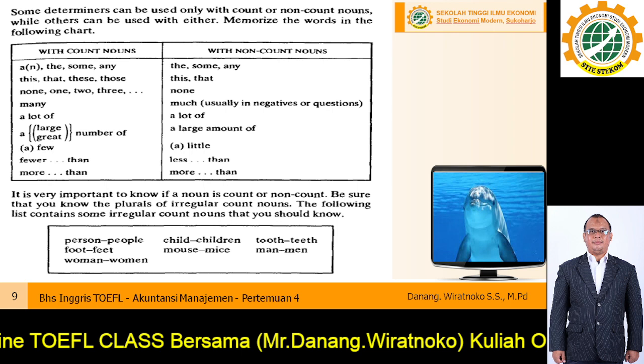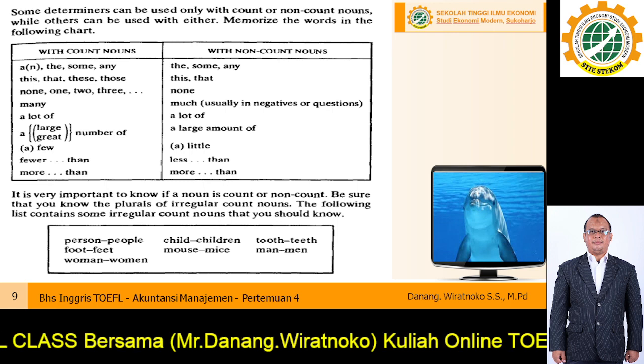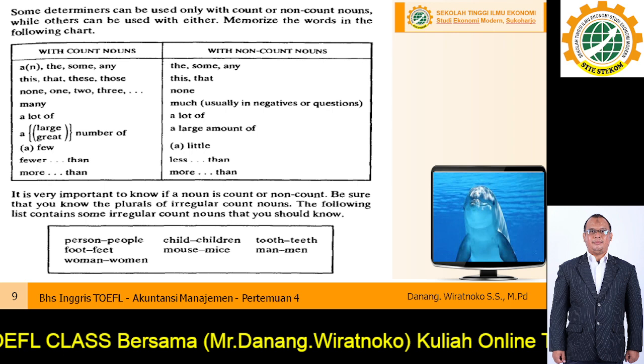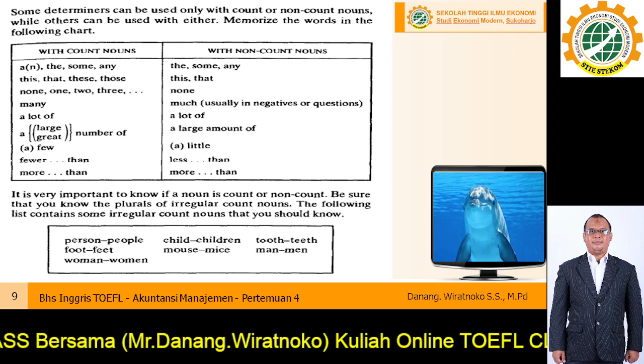Dan kata-kata yang bisa digunakan dengan uncountable noun adalah the. The ini bisa countable and uncountable, ya. Some, any bisa juga. This, that, none, much, usually in negative or question. A lot of, a large amount of, a little, less than, more than. It is very important to know if a noun is countable or uncountable. Be sure that you know the plurals of irregular countable nouns. The following list contains some irregular countable nouns that you should know.